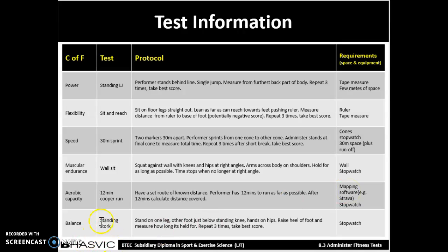And finally, we conduct the standing stalk test to measure balance. So this involves the performer standing on one leg with the other foot just below the standing knee, touching the other leg, and their hands on the hips, and they would have to raise their heel of the foot and measure how long that they can hold that position for. And obviously they would repeat this 3 times, and I would take the best score from this. And the time stops when they break that position in any way. And I would only need a stopwatch for this.